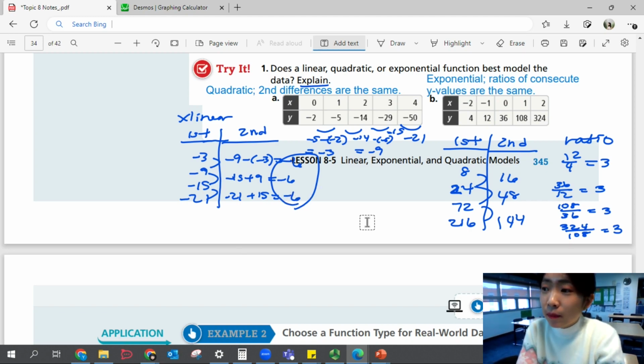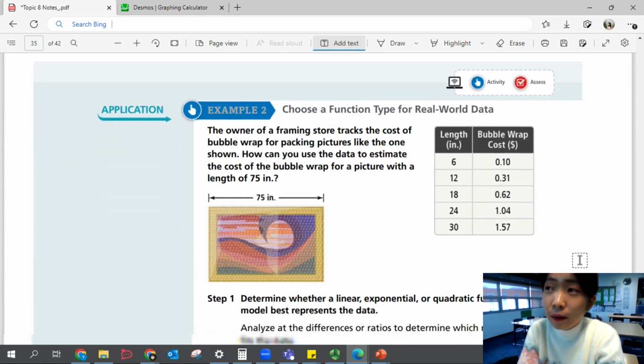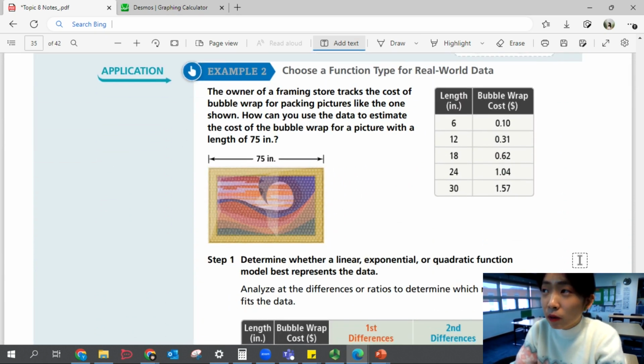All right, let's look at example 2. Choose a function type for real-world data. The owner of a framing store tracks the cost of bubble wrap for packing pictures like the one shown. How can you use the data to estimate the cost of the bubble wrap for a picture with a length of 75 inches?